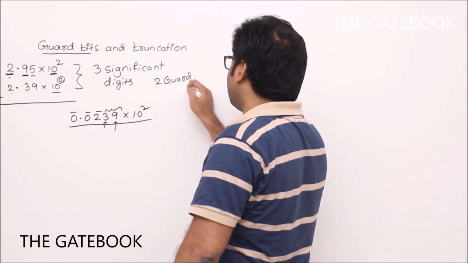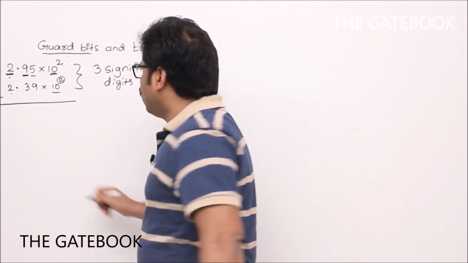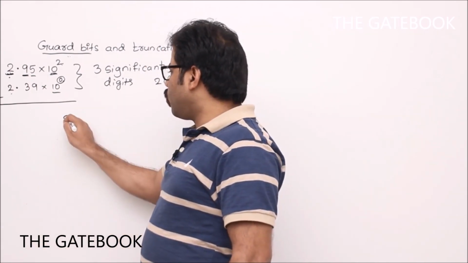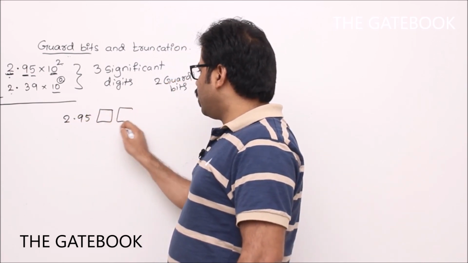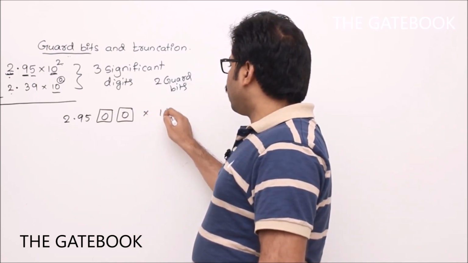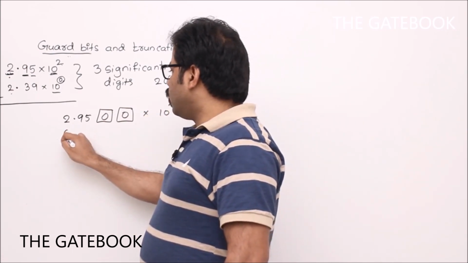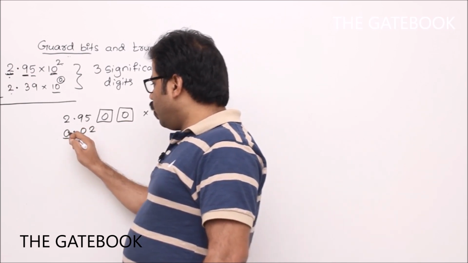2 guard bits. Then how the calculation will take place, we will see. Since I have 2 guard bits, I am writing it like this: 2.95. This is the guard bit. So in those guard bits I write 00 into 10 square. Here I write 0.02. Sir, you said you don't allow 0 here.